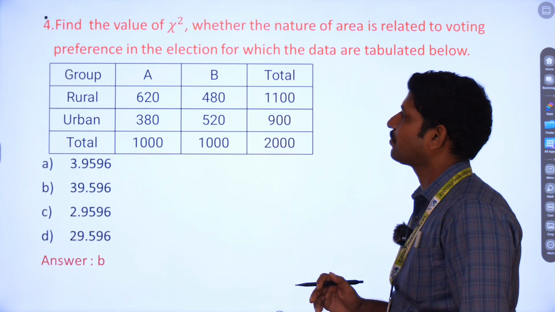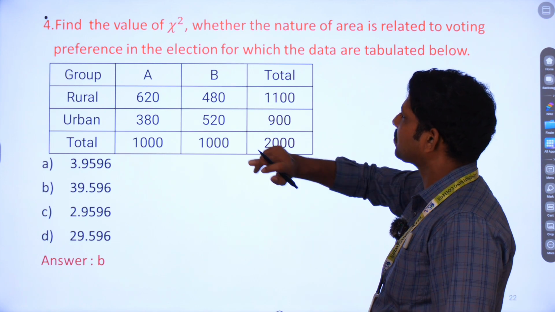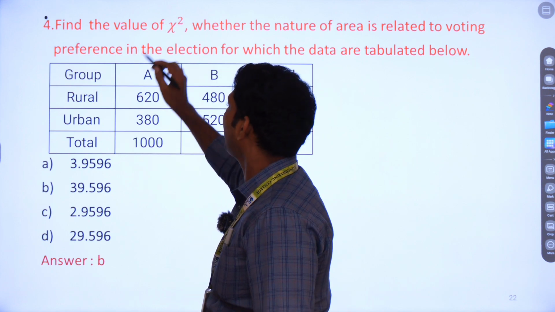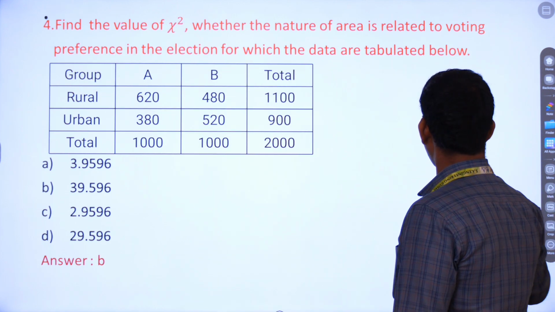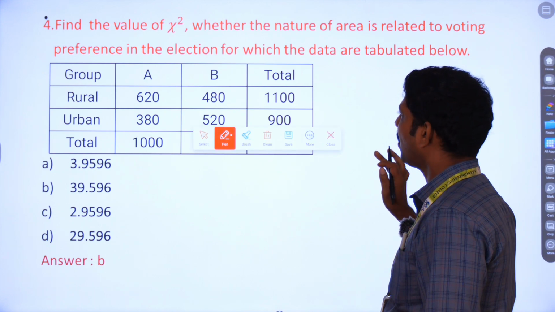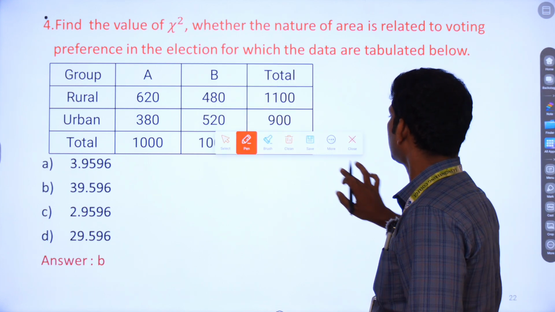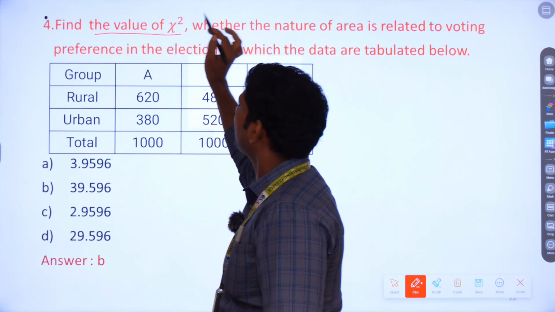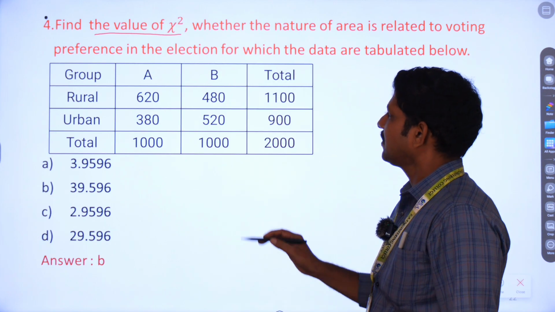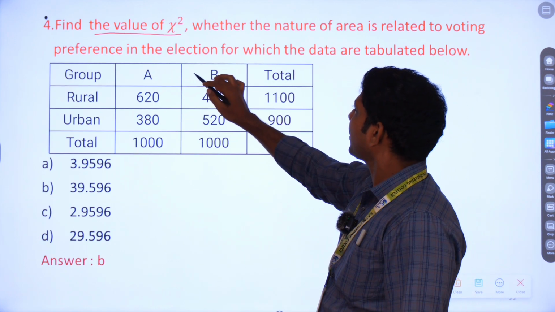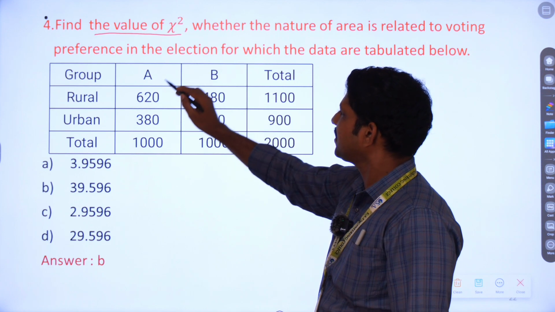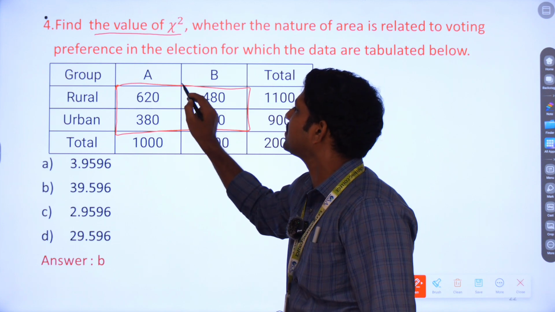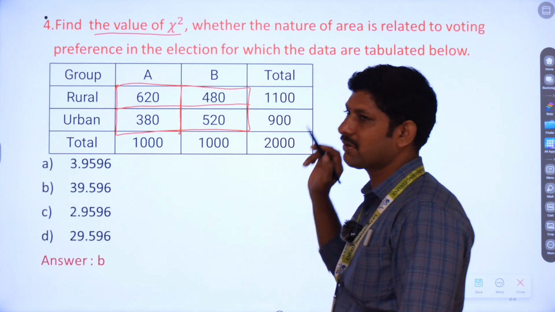Next one, problem number 4. Find the value of chi-square. Here they ask only for the chi-square value directly, not the conclusion. Based on the table we could get the conclusion, which is the independence of attributes case.